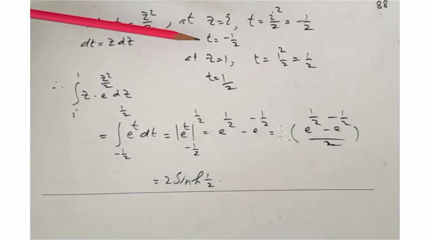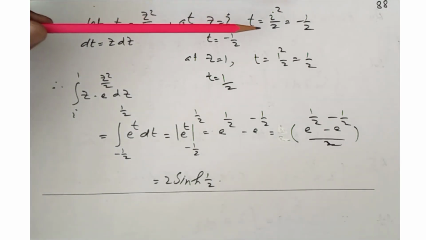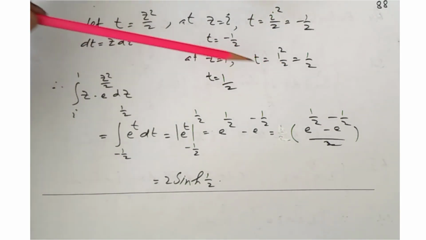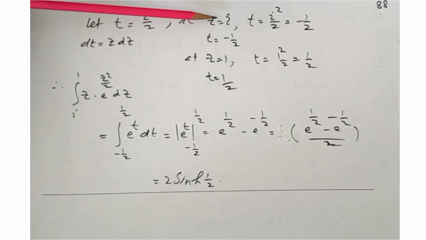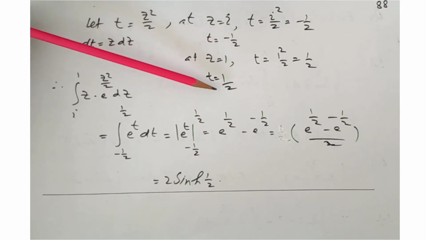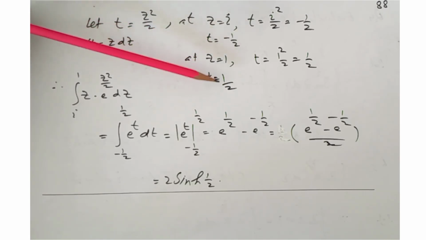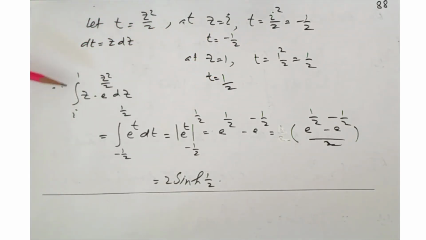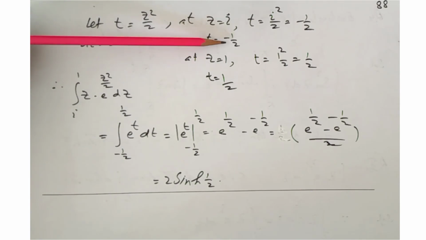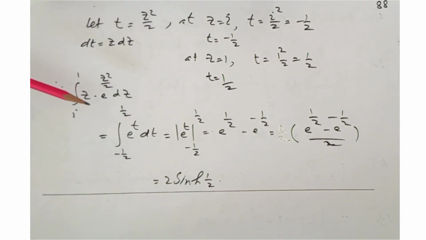Now at z equal to 1, here we put z equal to 1. So we get t equal to 1²/2, that is 1/2. So at z equal to i, t is -1/2, and at z equal to 1, t equals 1/2. So in this integral, after substitution, at i the limit is -1/2. At i, t equals -1/2, so in place of i we put this value -1/2.